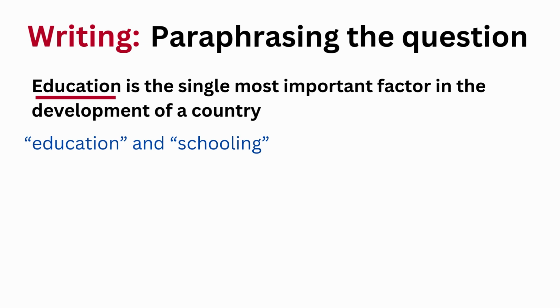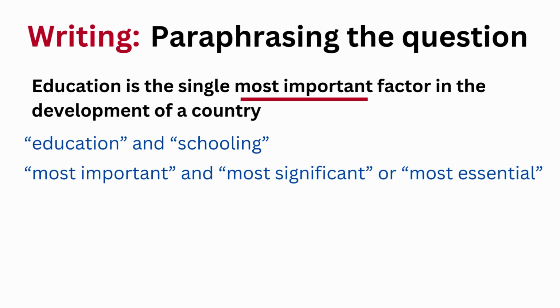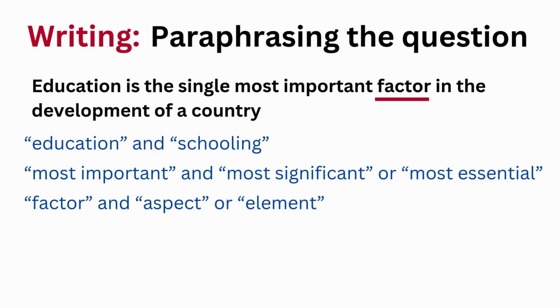What's another word we can change? Well, maybe the phrase most important. Instead of using most important, we could try most significant or most essential. So, essential or significant. There are many words you can use. But the key point here is to find a word that has the same meaning but is a different word. Here's another word. Factor. Can you think of another word for factor? Well, sometimes factor can be an aspect or an element. You could even say a significant role or a part. So there are different words we can use that have similar meanings.